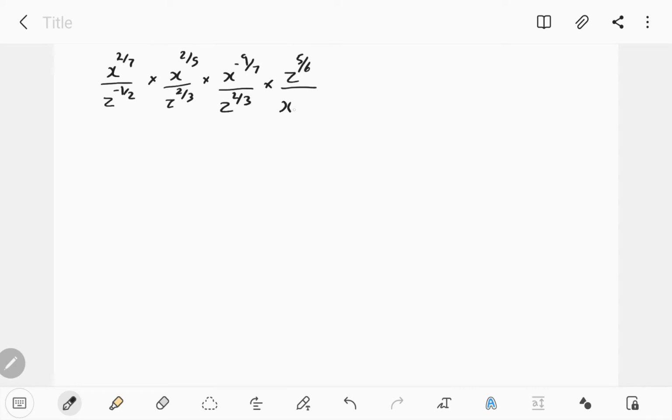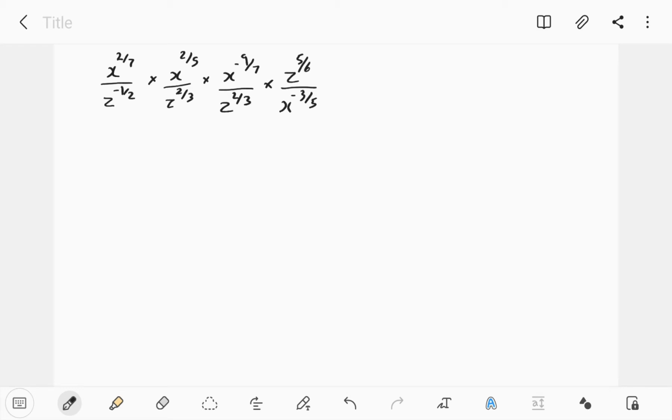Now, the question that we have is: x power 2 by 7 divided by z power minus 1 by 2, multiplied by x power 2 by 5 divided by z power 2 by 3, multiplied by x power minus 9 by 7 divided by z power 2 by 3 again, multiplied by z power 5 by 6 divided by x power minus 3 by 5. This is the expression that we have been given. We have to solve for the value of this.